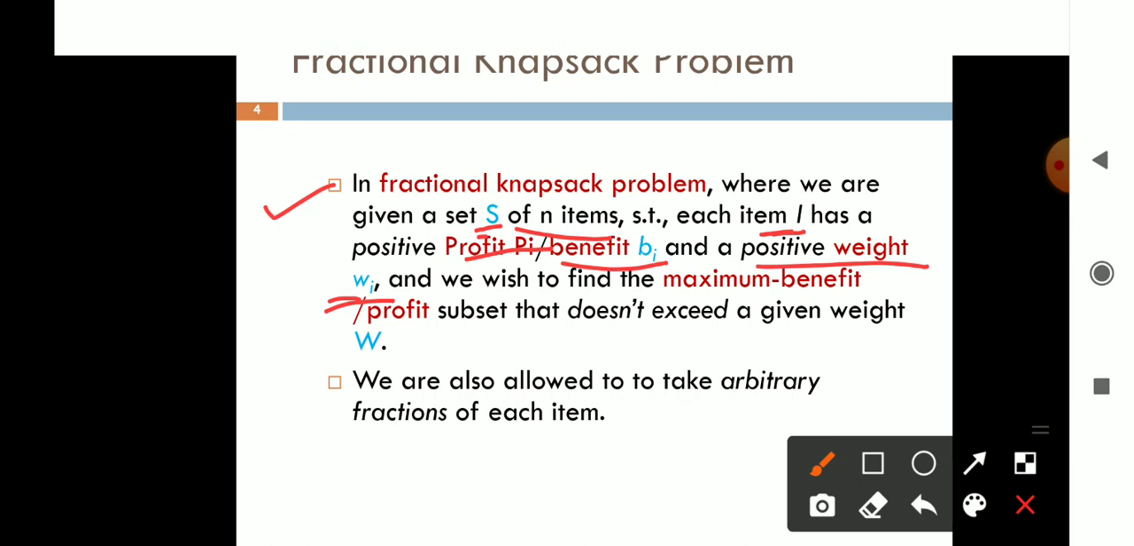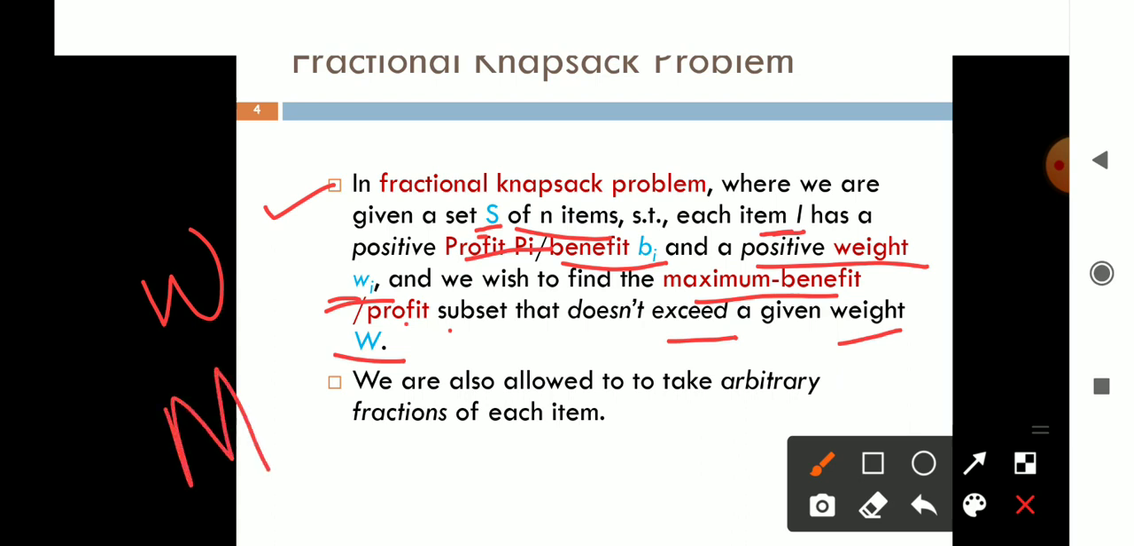And we wish to find the maximum benefit or profit here. We are going to put objects into the bag, but only those objects which will give more benefit. So that is what we are interested in. Here the constraint is we need more benefit, and the subset that doesn't exceed the weight W. The capacity of the bag is W here. Most problems denote the capacity by M. Remember this. Here in our example we use M, and in our algorithm we use W.